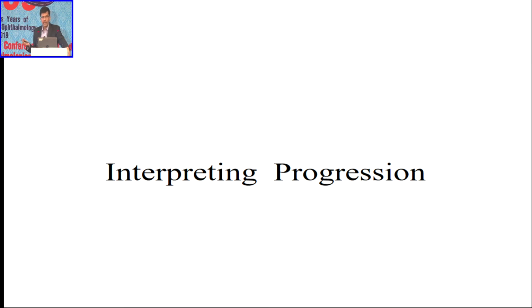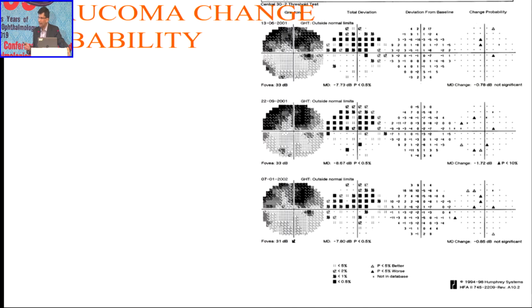The next topic is progression. If I have time, I will go ahead with that. Otherwise, can I? Okay. So then the progression of the disease on perimetry is important.